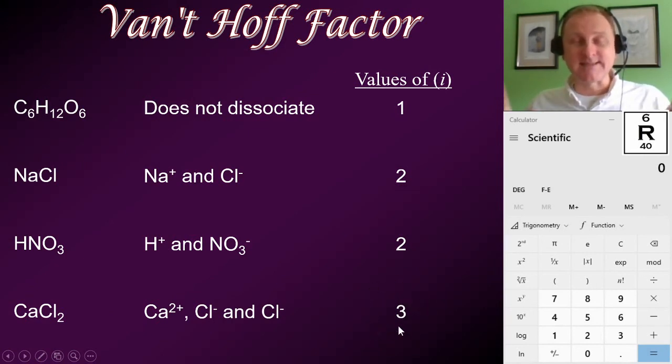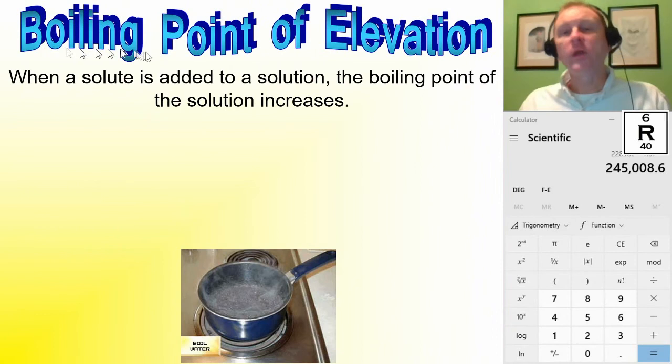So let's put these ideas together and talk about why this is important when we talk about solutions. Boiling point elevation. When a solute is added to a solution, the boiling point of the solution increases. Many people put salt in their water when they're making pasta, as they start to boil it. And many people don't even know why. I'm going to tell you why right now.